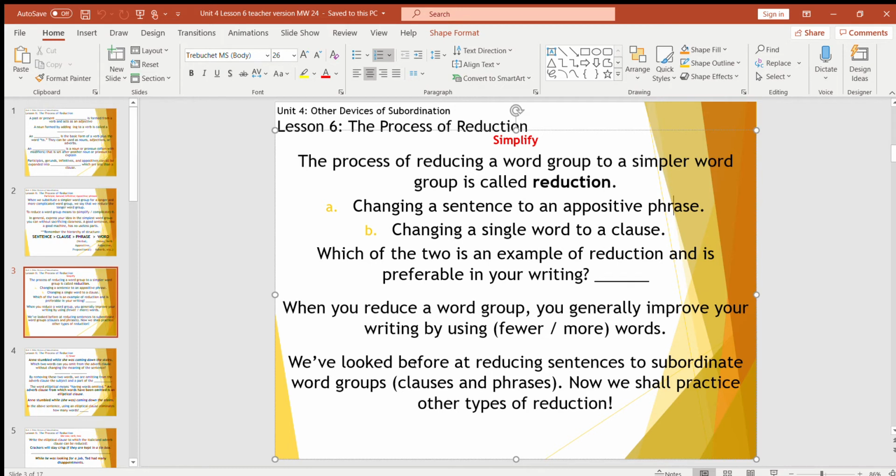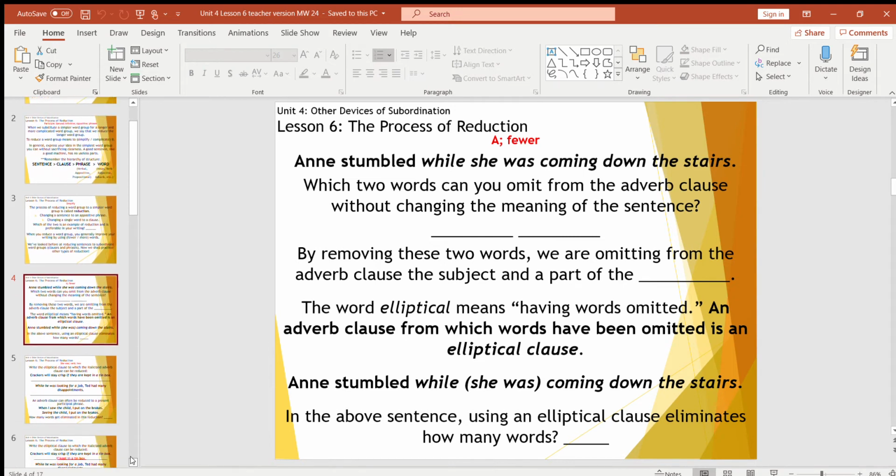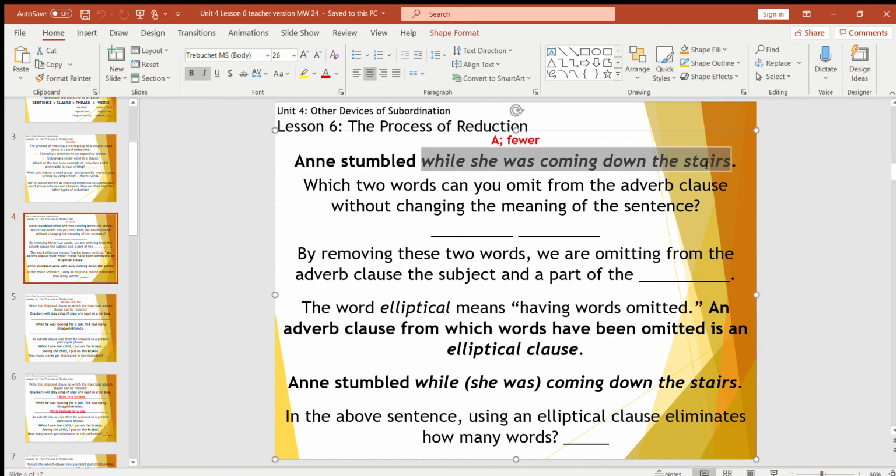So we've looked before at reducing sentences to subordinate word groups, whether they be clauses or phrases. Now we're going to practice some other types of reduction, because there are a few other types. So: Anne stumbled while she was coming down the stairs. Okay, which two words out of this adverb clause can we take out of the sentence without necessarily changing the meaning of the sentence?